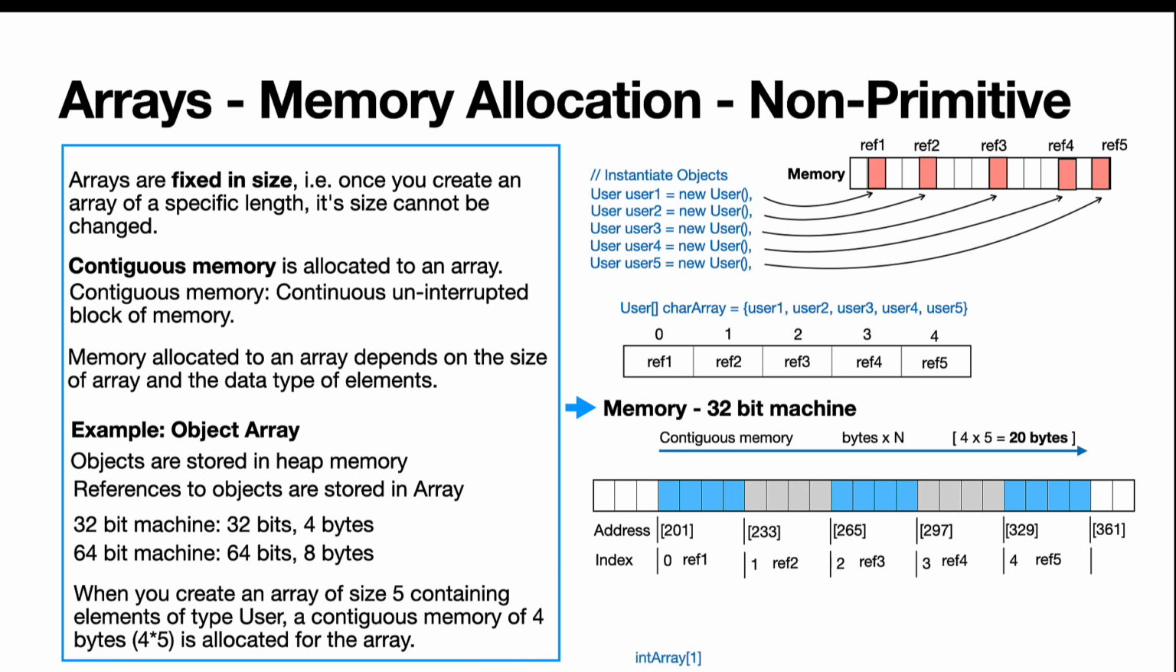Now, let's say you want to retrieve the second element, that is element at index 1. You first go to the address of the array reference, that is 201. Now, since you have to fetch the second element, that is element at index 1, you go to the address that is 32 times 1, that is 32 bits from 201, which is address 233, and retrieve the value from that memory address, which is reference 2. Now you can retrieve the object for reference 2, which is user 2.